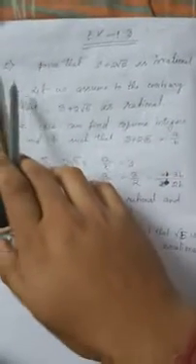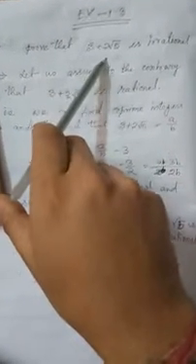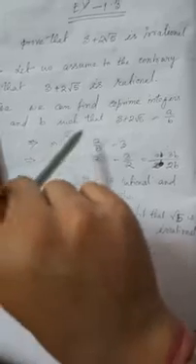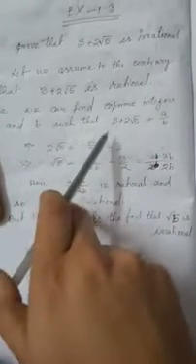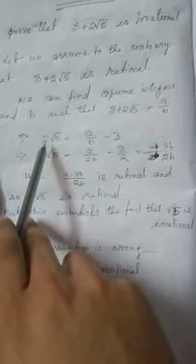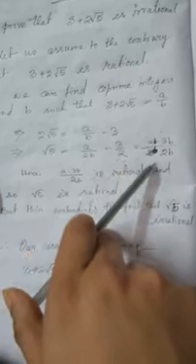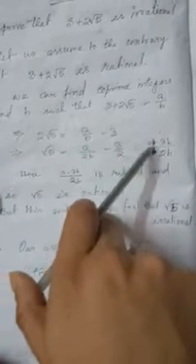Exercise 1.3, question number 2. Prove that 3 plus 2 root 5 is irrational. Let us assume to the contrary that 3 plus 2 root 5 is rational. Therefore we can find co-prime a and b such that 3 plus 2 root 5 equals a by b. Therefore 3 goes to the right side, then 2 root 5 equals a by b minus 3. Then 2 goes to the right side, then it will be a by 2b minus 3 by 2. Then LCM is 2b, then a minus 3b.